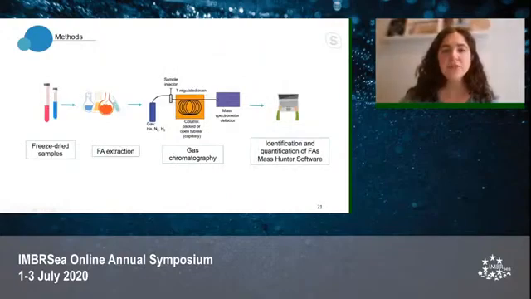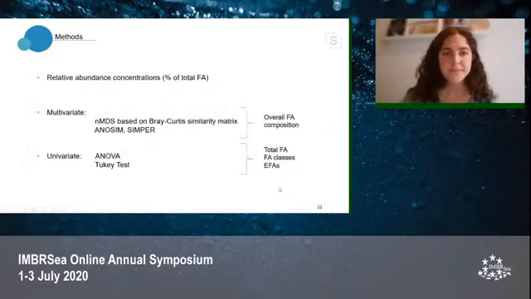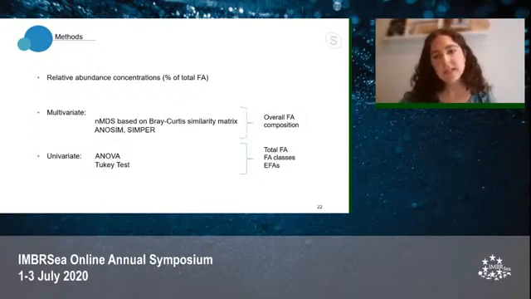So for fatty acid extraction and analysis, gas chromatography was used, and specialized software was used to identify and quantify the fatty acids. Regarding the data analysis, relative abundance and concentration of fatty acids were used, and multivariate analyses were used to test the site effect on the overall fatty acid composition, while univariate tests were used to test the site effect on essential fatty acids, total fatty acids, and fatty acid classes.